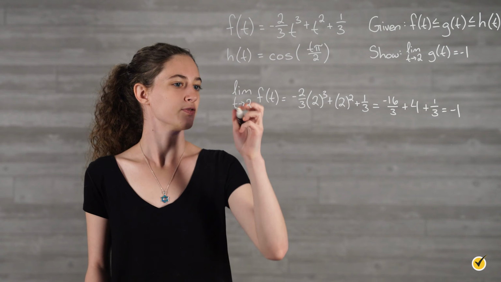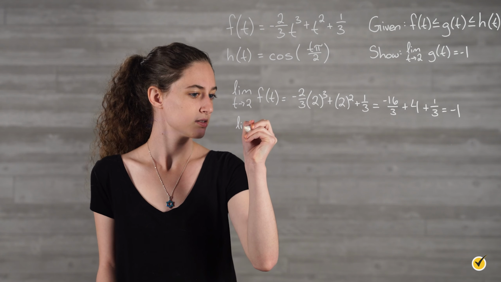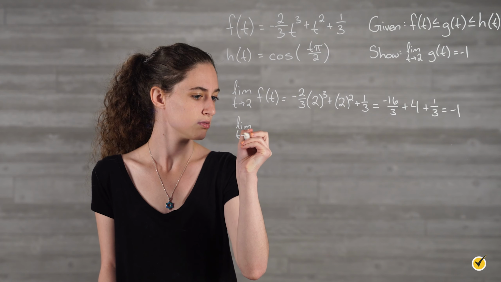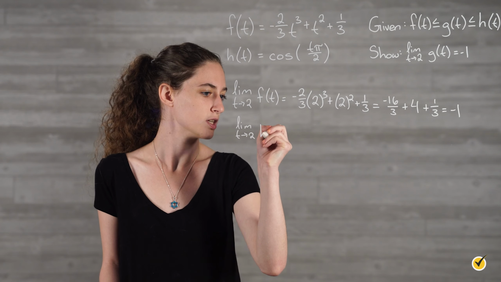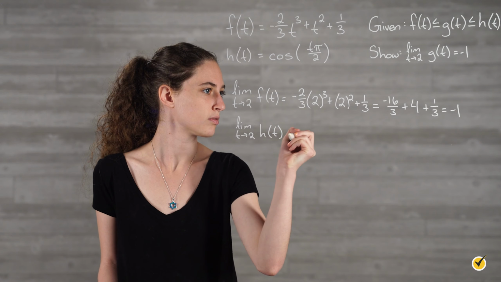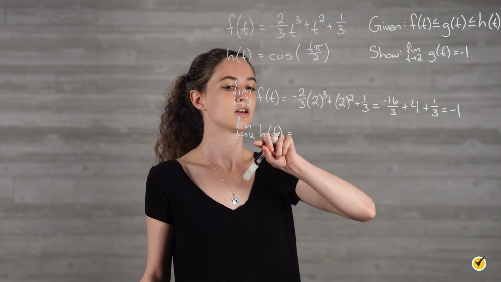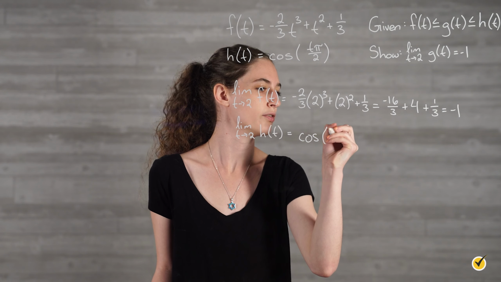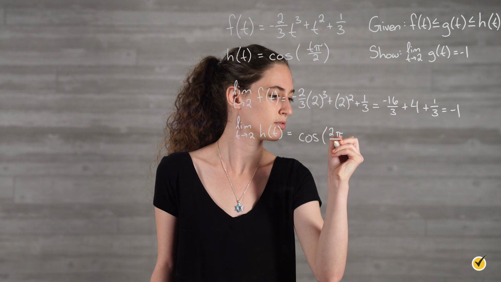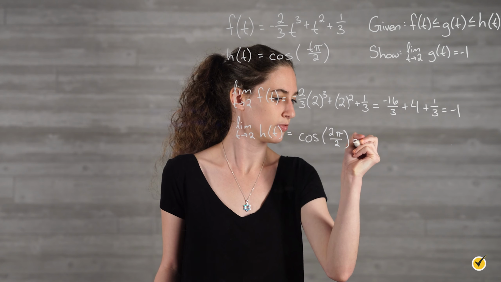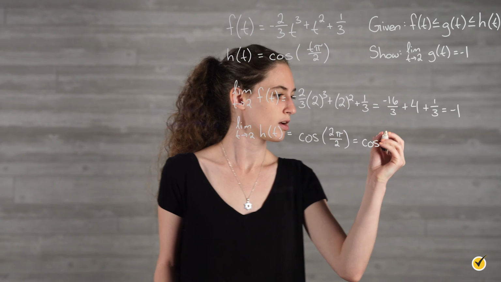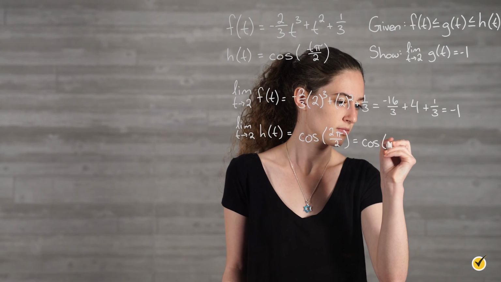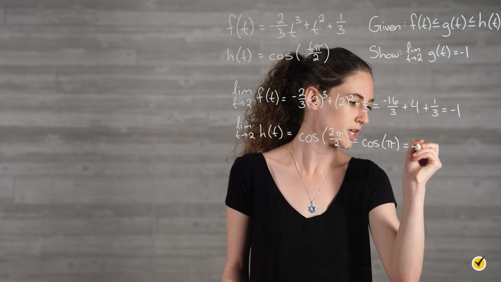Then we're going to look at h of t. So the limit as t approaches 2 of h of t. Again, we're going to plug in a 2 anywhere we see a t. So the cosine of 2 pi over 2 simplifies to the cosine of pi, which again is negative 1.